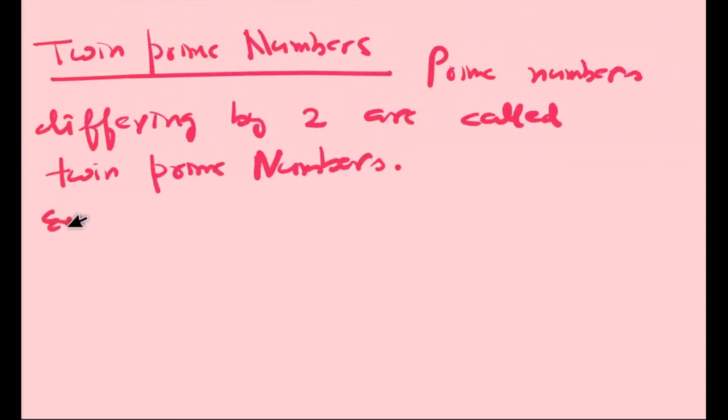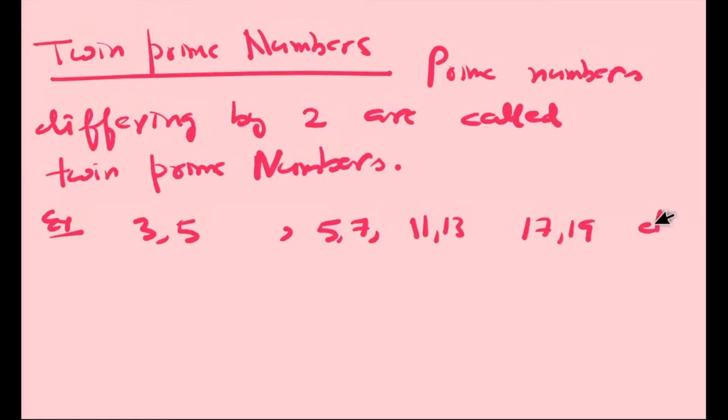Examples: 3, 5; 5, 7; 11, 13; 17, 19, etc. This pair, this pair, this pair, this pair are examples of twin prime numbers. They differ by 2 and they should all be prime numbers, right?